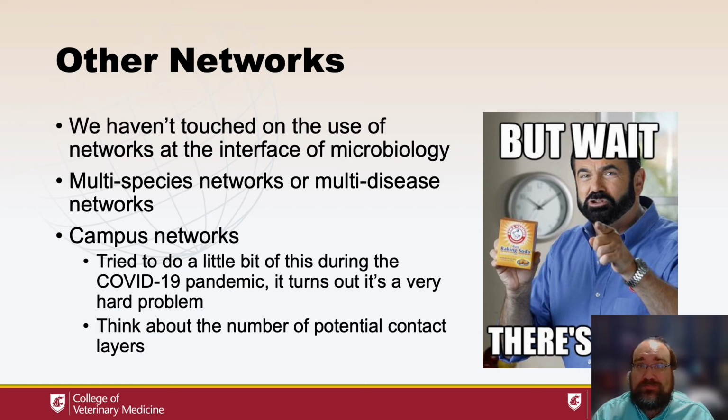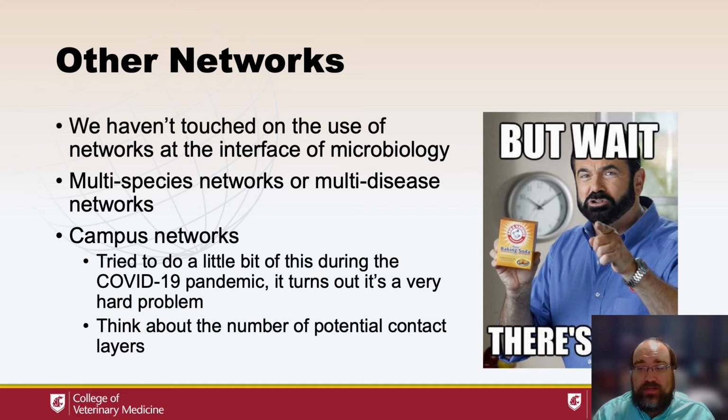You can think about multi-species networks or multi-disease networks. We worked very briefly on trying to estimate the social contact network for a college campus during the COVID-19 pandemic, but this is a very hard problem if you think about the number of potential contact layers. People go to class together, they go eat at the dining halls together, they live in dorms together, they have friendships that are outside of those things based on things like clubs. So we actually have a number of overlaying networks that all form a much larger contact network.